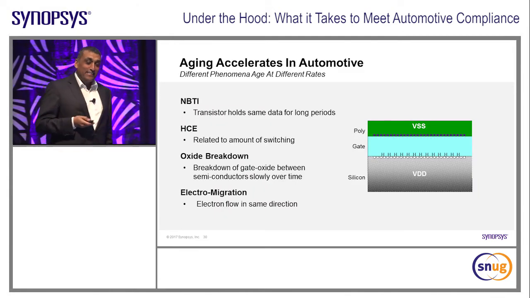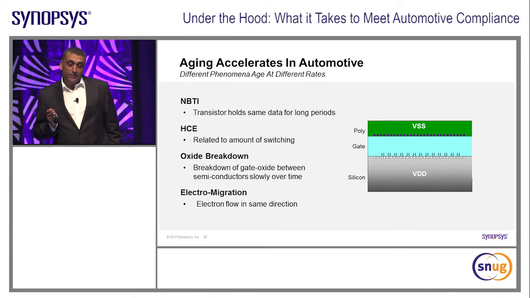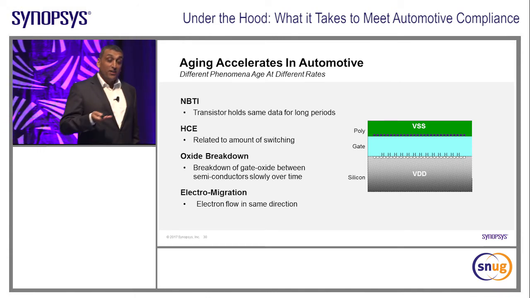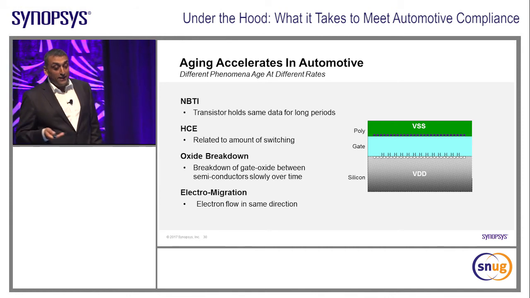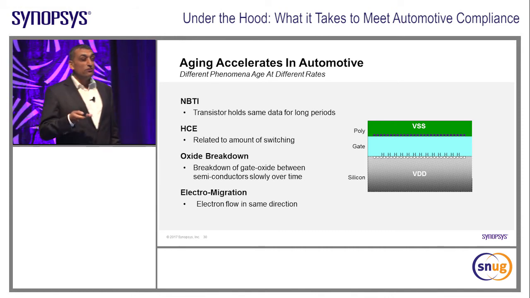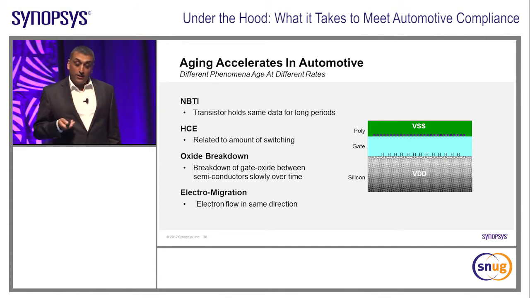So aging accelerates in automotive. I think you get the message, right? You've got elevated environmental conditions that make things age faster, right? I also made the point that different phenomena age at different rates. So you have this concept of asynchronous aging vectors, especially for logic libraries.